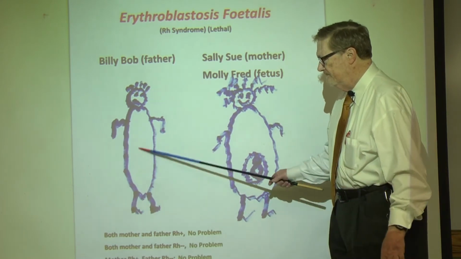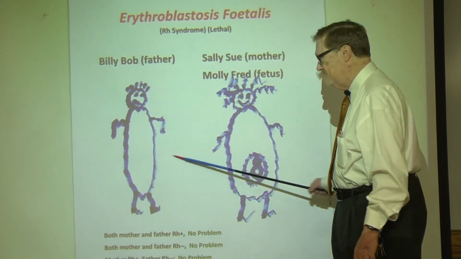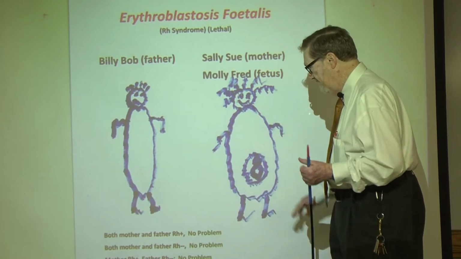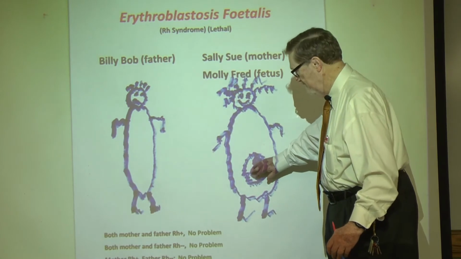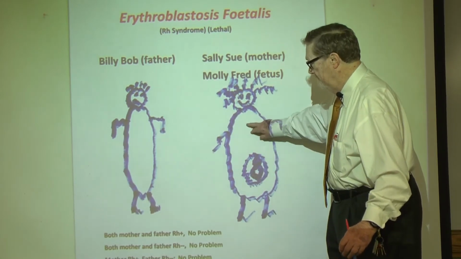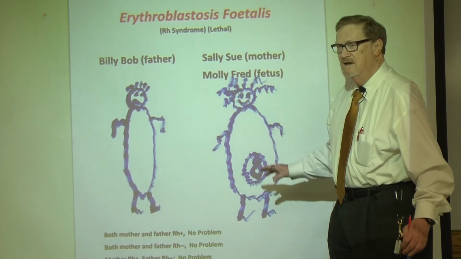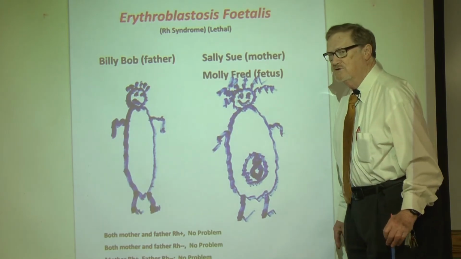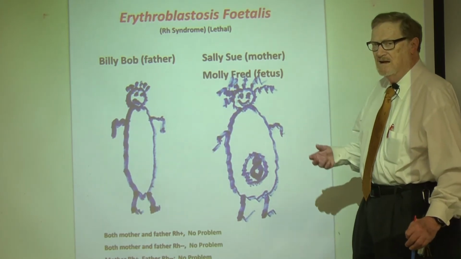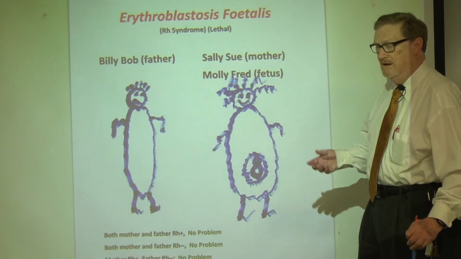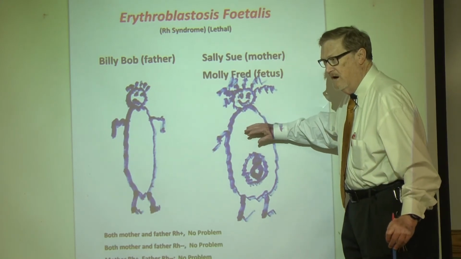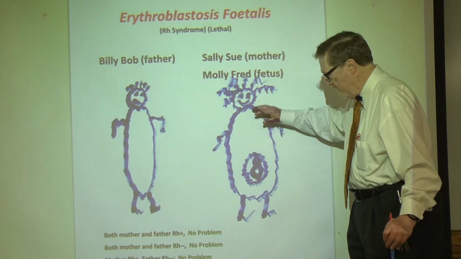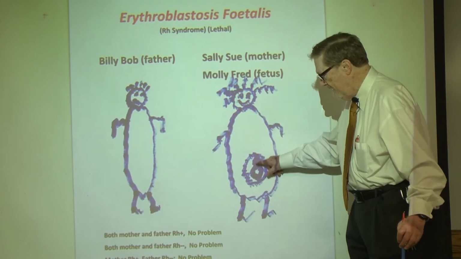Let's assume Billy Bob is positive and he gives the gene to the second pregnancy, Molly Fred Jr., number 2, or whatever. And mother up here now is sensitized. Her immune system is ready to attack any cell that has an Rh positive protein on it. So her immune system is now primed and ready to go and loaded for bear, boy. It's going. And oftentimes it'll go right across that placenta.